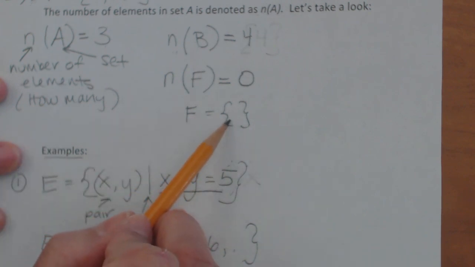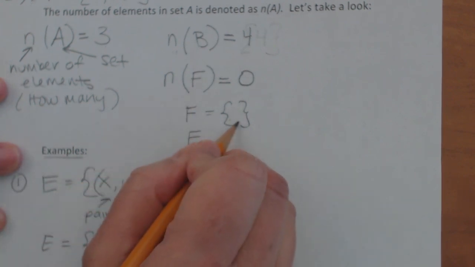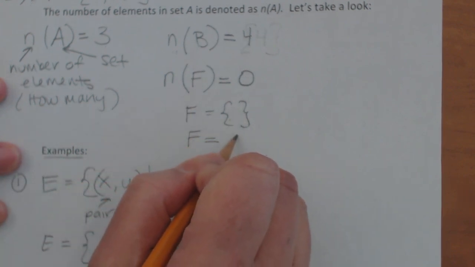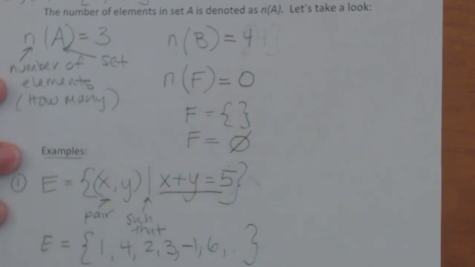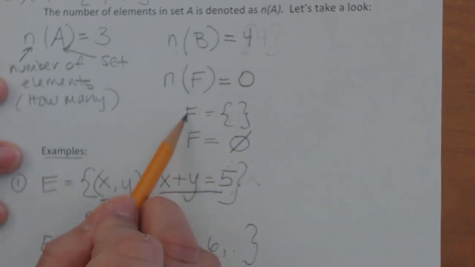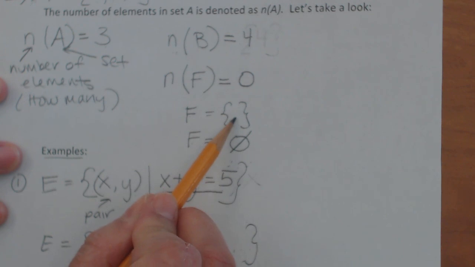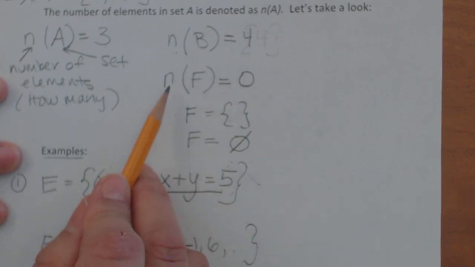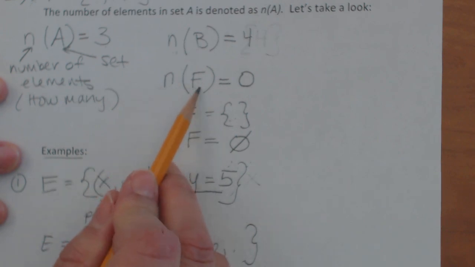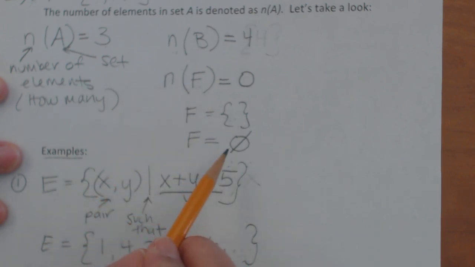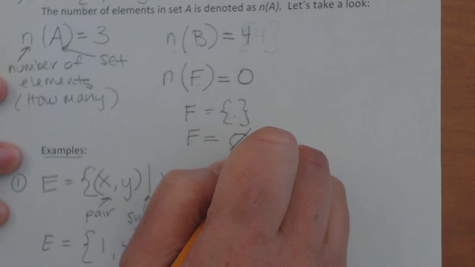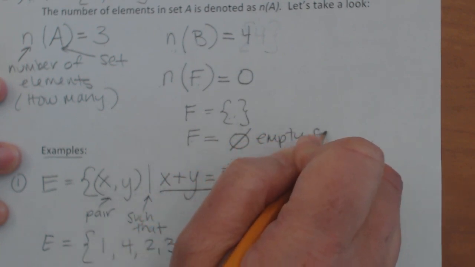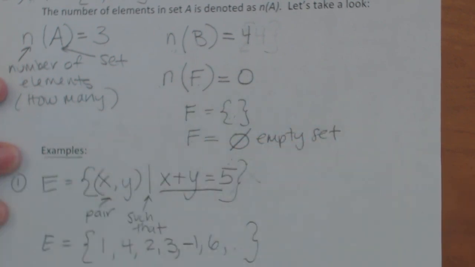Now, if you want to tell me what elements it is, you can either write it with the brackets or you can write it with a little line and a 0. So remember, F denotes the elements. N of F denotes how many. So the number of elements in set F is 0 because there are none. And you can also write it like this, and this is called an empty set. Okay, and there's nothing there. Okay, so let's move on.